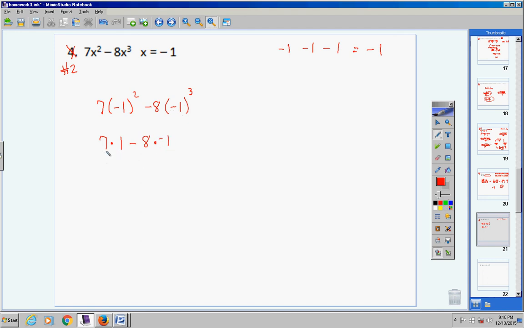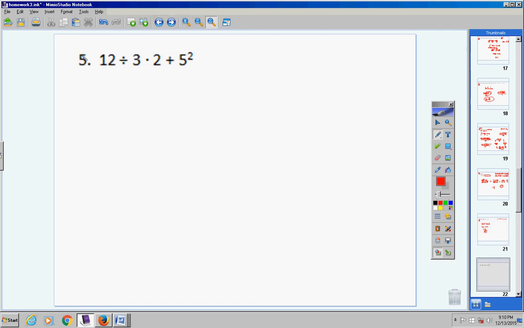So I have a multiplication problem here and a multiplication problem here. 7 times 1 is 7. Negative 8 times negative 1 is positive 8. Positive 7 and positive 8 is positive 15. And there we go. Now let's move on to number 3. Here, we're just going to evaluate. Always use order of operations, of course. So here we go.